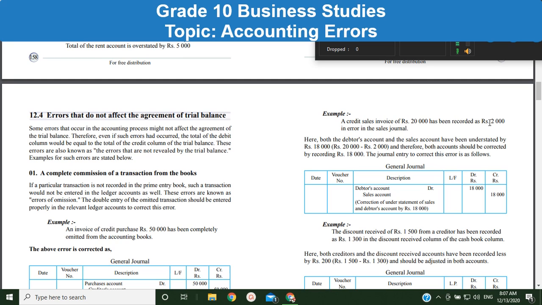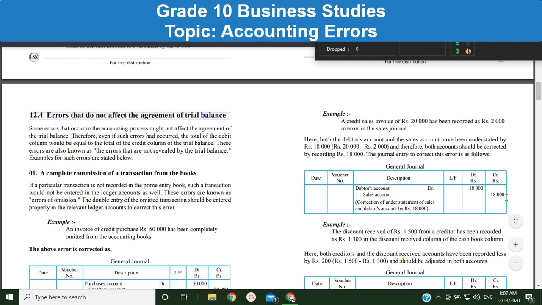What we have to do here is correct it. 20,000 they have written as 2,000, so 18,000 is the difference. That amount you have to write, 18,000. Sales account should come to the credit side, sales 18,000, and debtors account 18,000. Then the narration part: correction of understatement or undervalue of sales and debtors account by rupees 18,000.